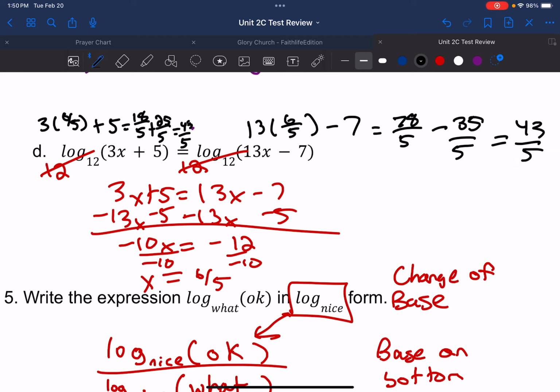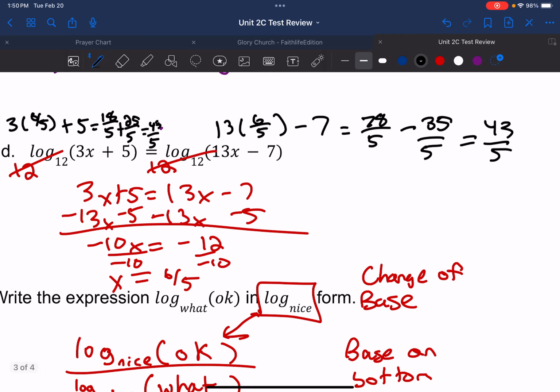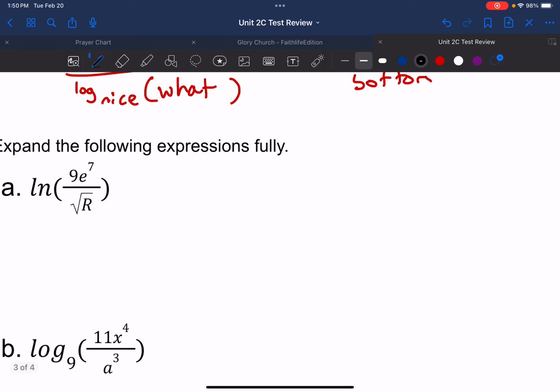Which makes sense because it's two logs set equal to each other. So they both give me 43 over 5. Both of them are positive, so this works. Sorry about that small error.